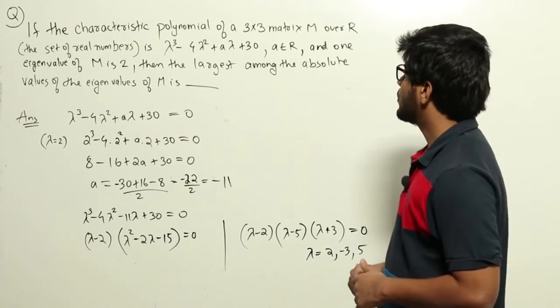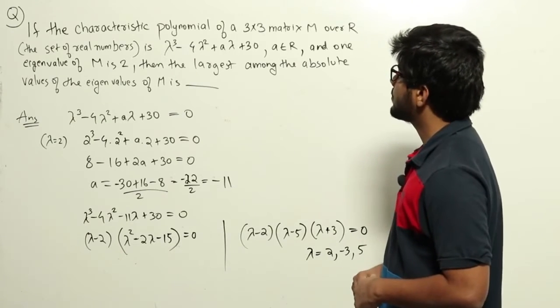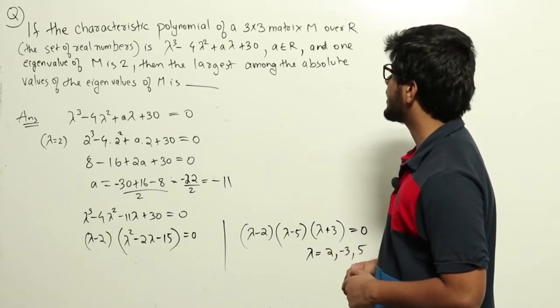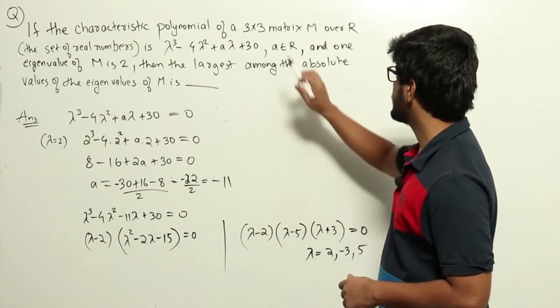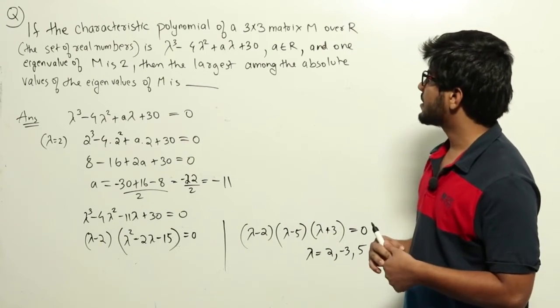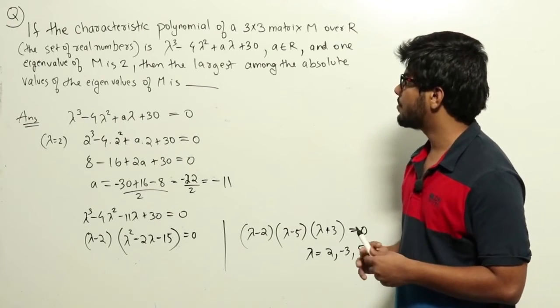If the characteristic polynomial of a 3 by 3 matrix M over R, the set of real numbers, is lambda cube minus 4 lambda square plus a lambda plus 30, a belongs to R, and one eigenvalue of M is 2, then the largest among the absolute values of the eigenvalues of M is dash.